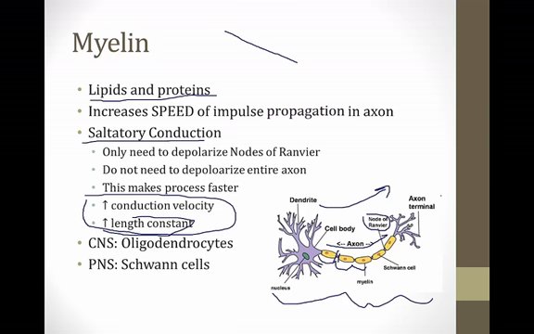And you're often asked about conduction velocity and length constant in respect to multiple sclerosis. In multiple sclerosis, your conduction velocity goes down and your length constant goes down. And both of those are a function of losing myelin. Also, don't forget that in the central nervous system, it's the oligodendrocytes that create myelin, and in the peripheral nervous system, it's the Schwann cells.